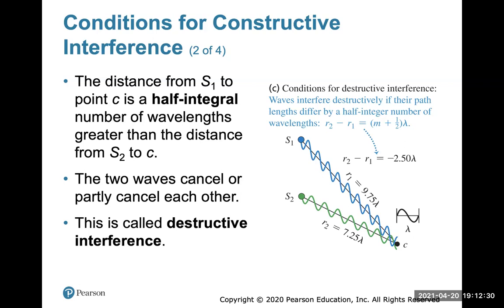Now, the difference in the path lengths is a half integer. If it's 2.5, it's not five lambda, but 5/2 lambda. It's an odd integer number of half wavelengths. Okay, a half integer number of wavelengths. Now, a half integer number of wavelengths is also a half period cycle of phase. The argument of the sinusoidal function is advanced halfway through the period of the cosine function, which means that where we did have a maximum, now we have a minimum.